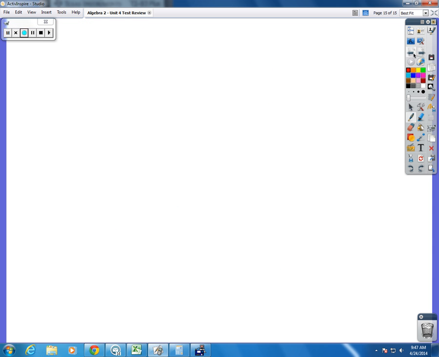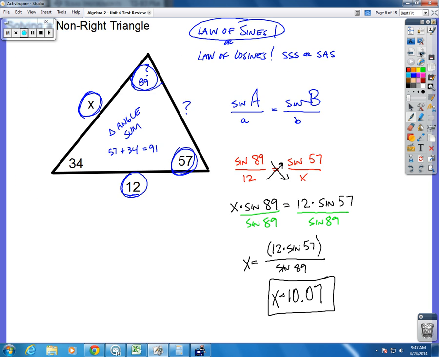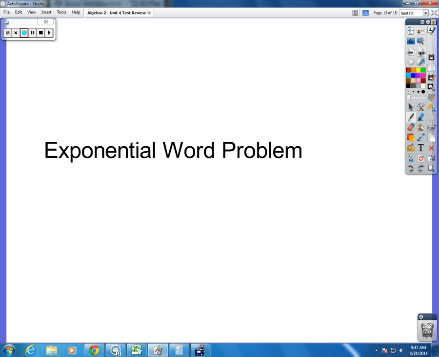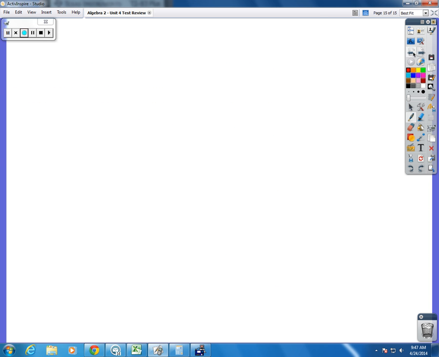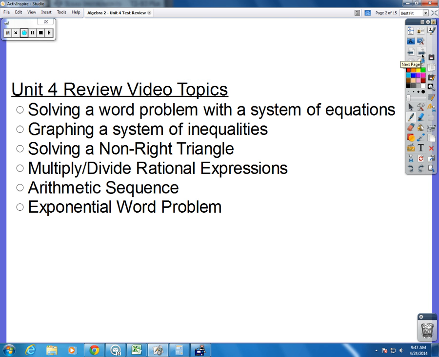And that looks like it's it. So let me just double check to make sure I didn't skip anything. Yep, exponential word problem was the last one. So good luck in your studies and good luck on the test.